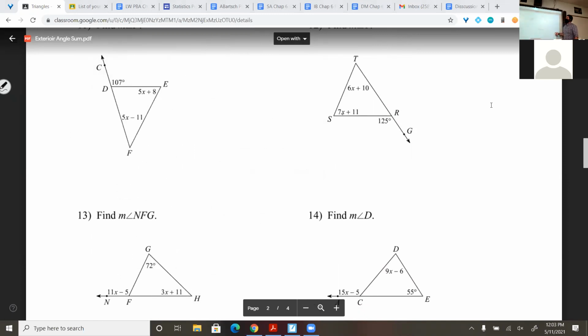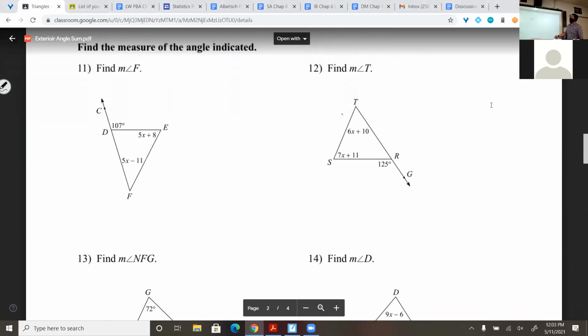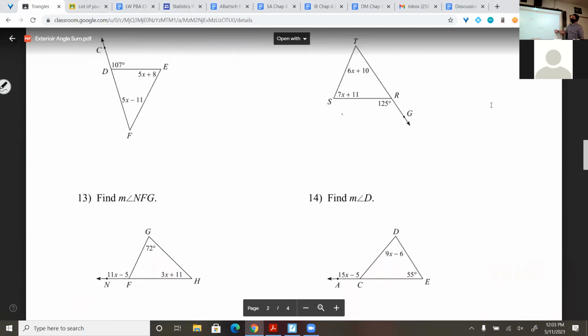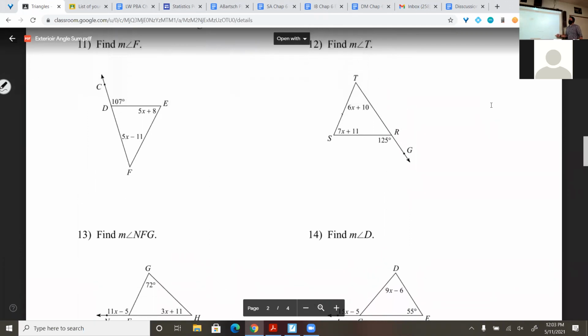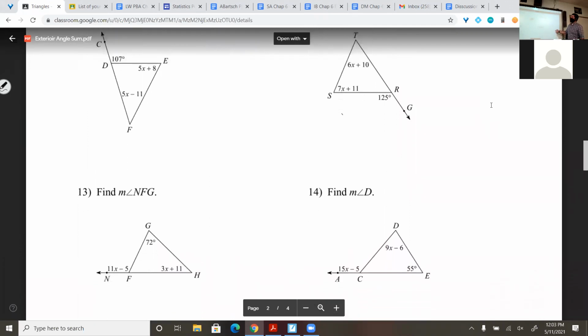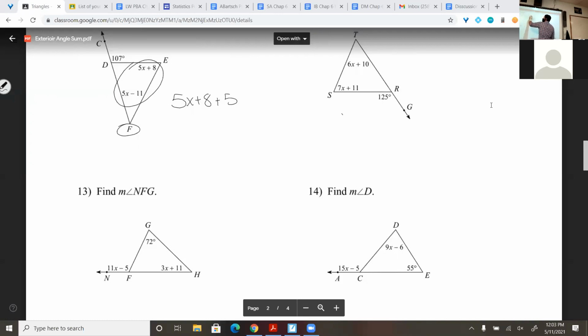And now for the last two, you're doing the same exact thing as before, but now instead of solving for x, they want to find the angle measurement. So for number 11, it's finding the measure of angle F. So once we solve for x, I'd be plugging x back in to know what angle measurement F is. So same process, I'm going to take those two inside angles, add them together, and set it equal to that outside angle.